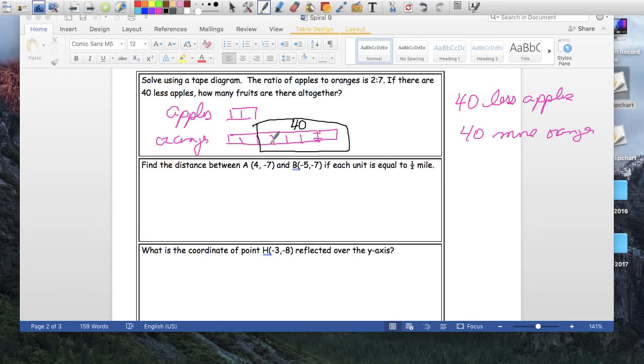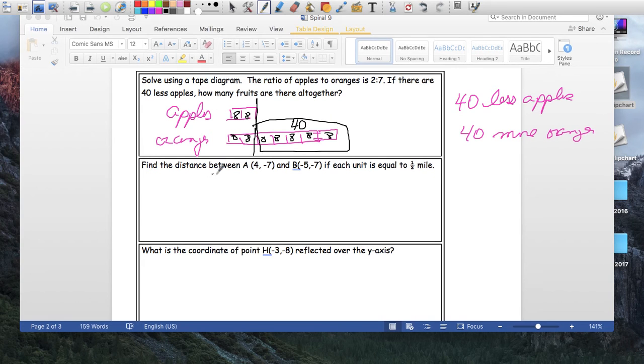So what number can I put into these 1, 2, 3, 4, 5 boxes so that they equal 40? 8. In a tape diagram, if one number is 8, everything else is 8. 8 and 8, 16, and 8 and 8, 16. So up to that particular point, they both had 16 each. It's this area right here that made the difference. That was 40 more for the oranges or 40 less for the apples.